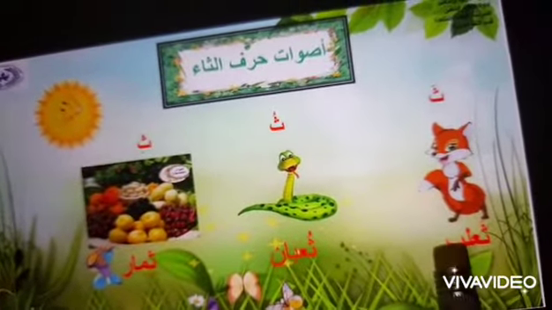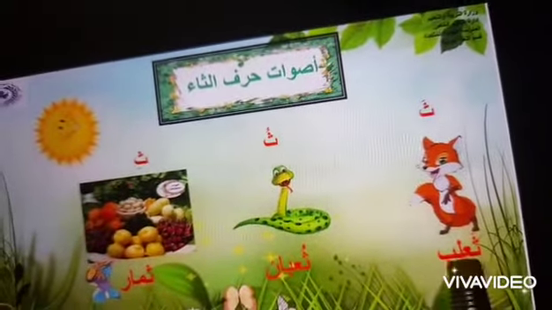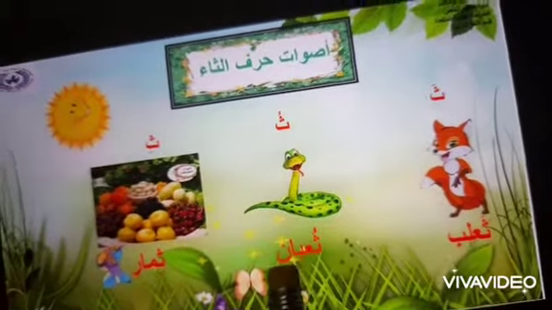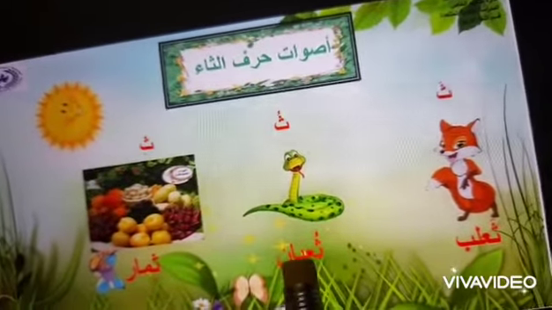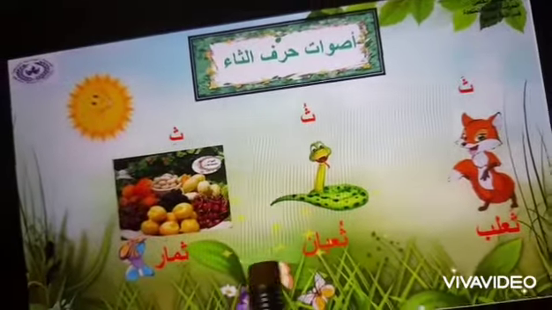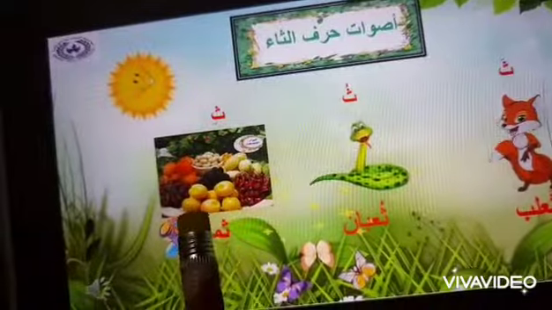Tha for Tha'labu means fox. And Tha for Thu'ban, snake. Tha for Tamar, fruit.